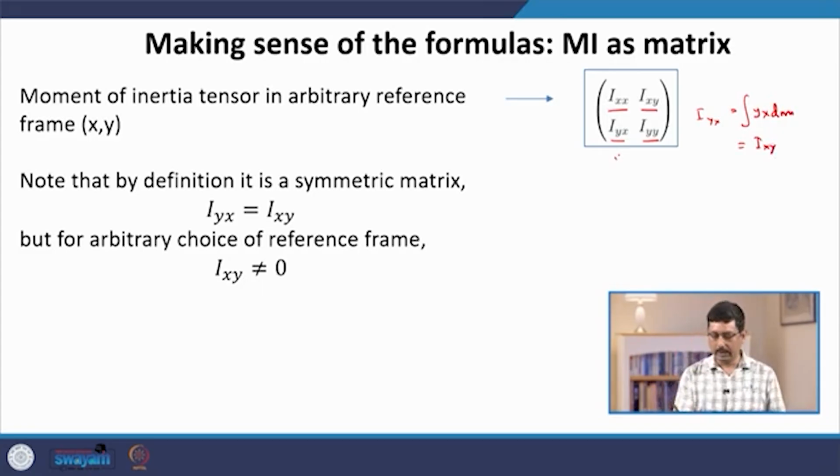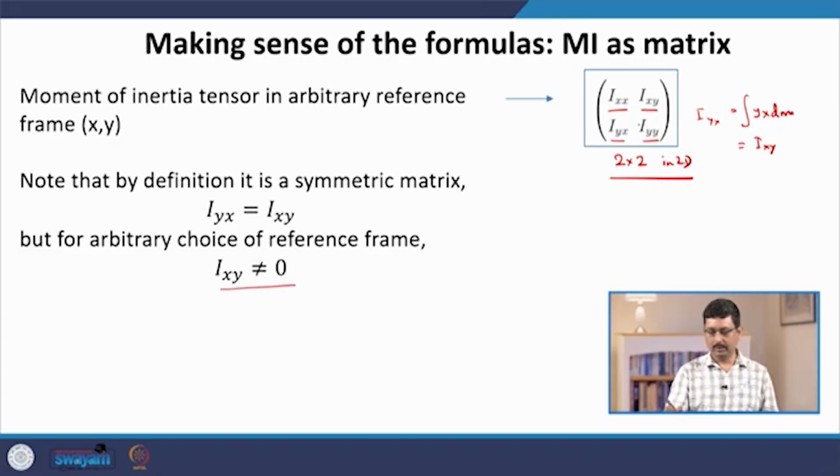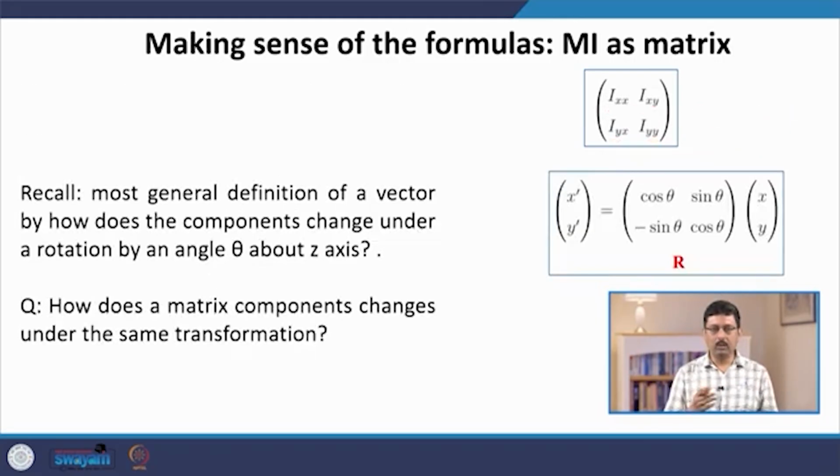So, we have a 2 by 2 matrix in 2D. The point is that if we take an arbitrary reference frame, if we do not know what is the axis of symmetry, then in general these two components are non-zero, and if we are computing these components about the axis of symmetry, then these two components are 0.